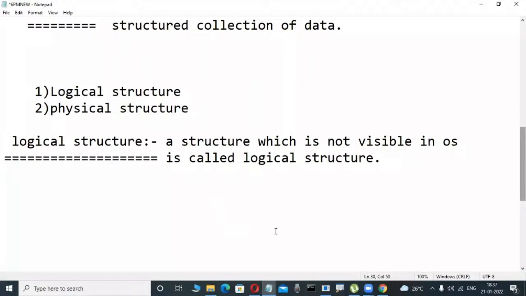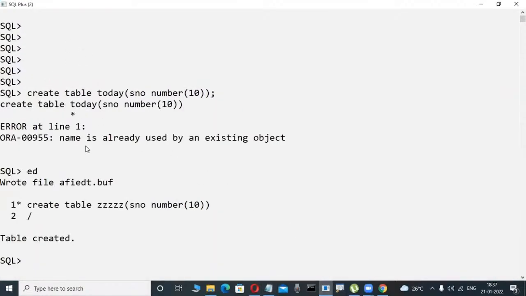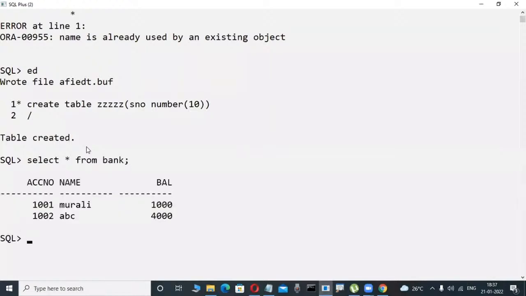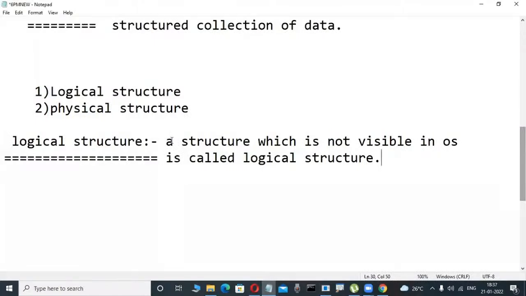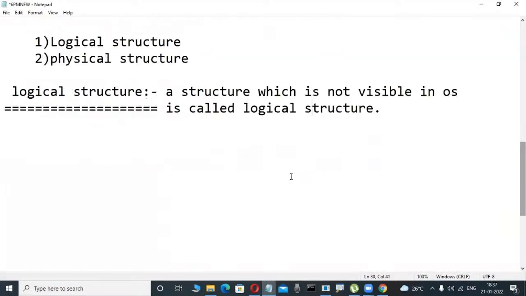That's why when you create a table, we are unable to view it in the C drive, D drive like that. But where is it visible? Yes, in the database. This is a database only, don't worry. In this database only, it is visible. Those tables are visible in the database, but not visible in your C drive, D drive. That's why a structure which is not visible in the operating system is called a logical structure.